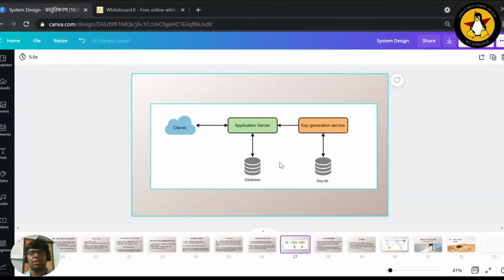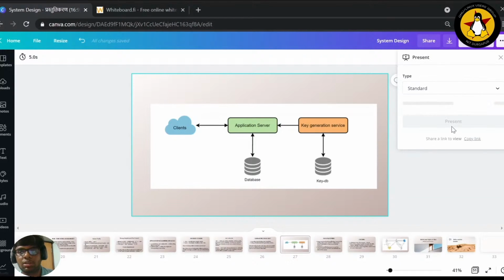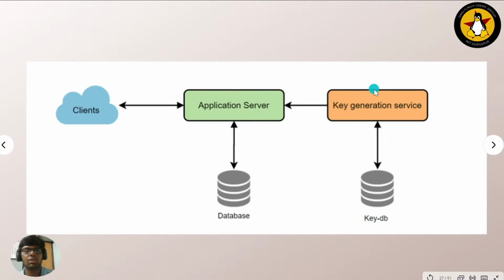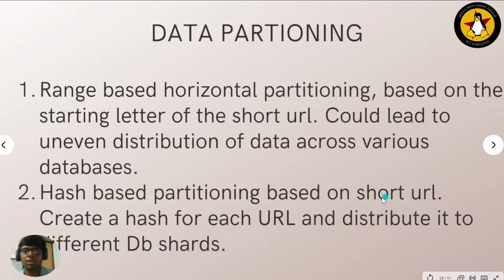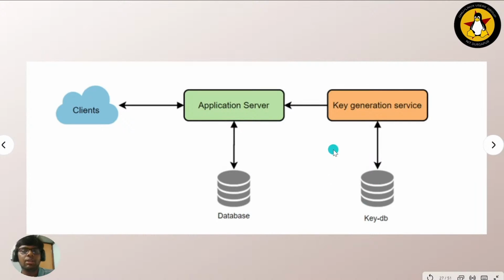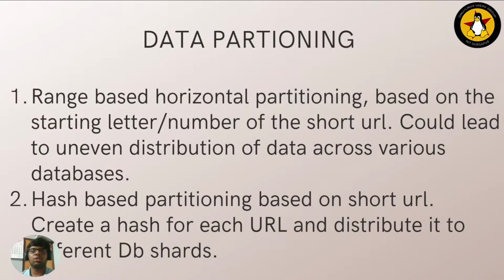So with this, we understand how the keys are being generated. Here's a small diagram just to have a view. Basically the client, the application server, and the main database which you see there. And this is the key generation service, which is dealing with the key DB, and that is providing its data to the application server. So in this way, key generation could work in our system. You might have understood all the trade-offs associated with it.